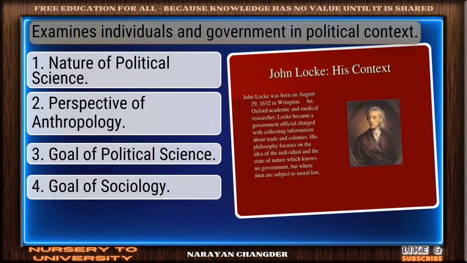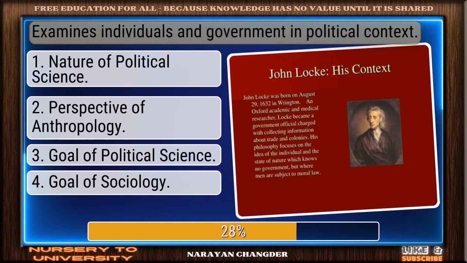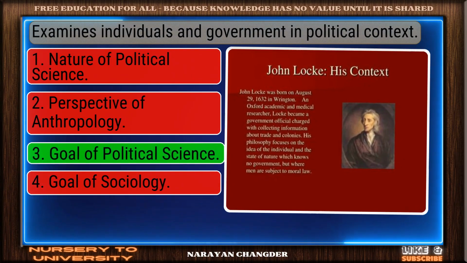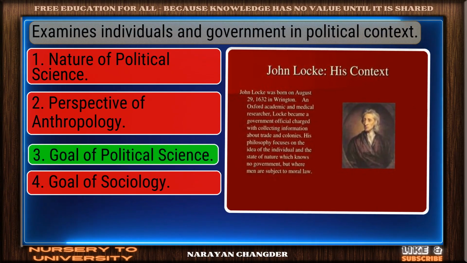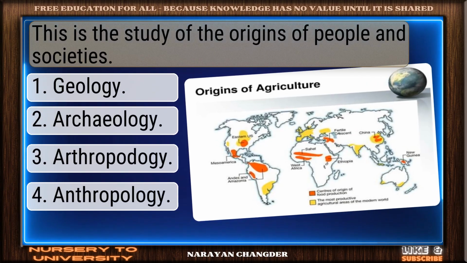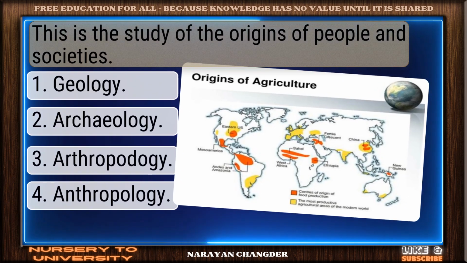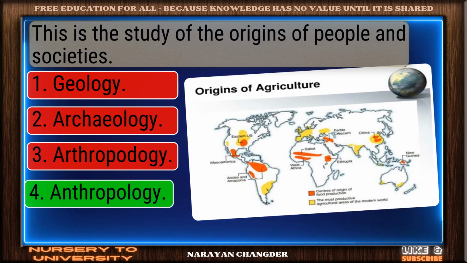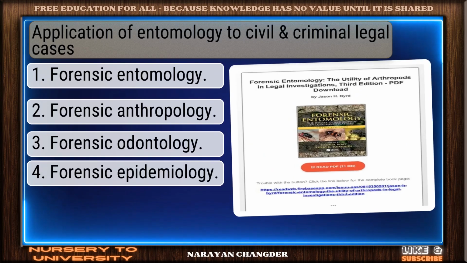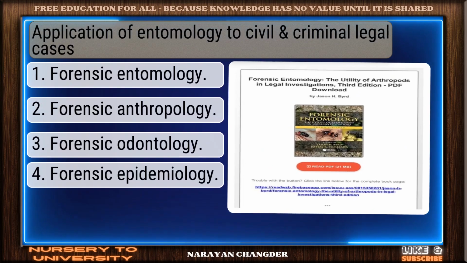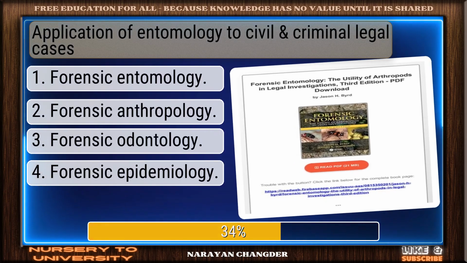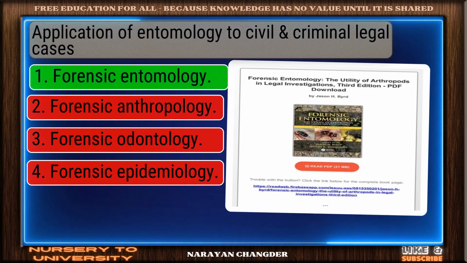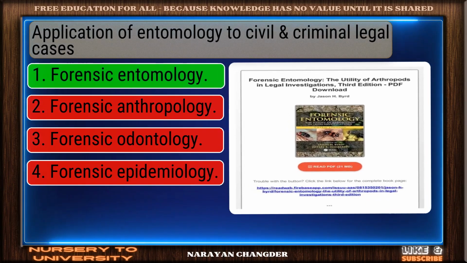Examines individuals and government in political context. You're right. Goal of political science is the correct answer. This is the study of the origins of people and societies. Right again. Anthropology is a valid answer. Application of entomology to civil and criminal legal cases. Smart pick. Forensic entomology is the correct choice.